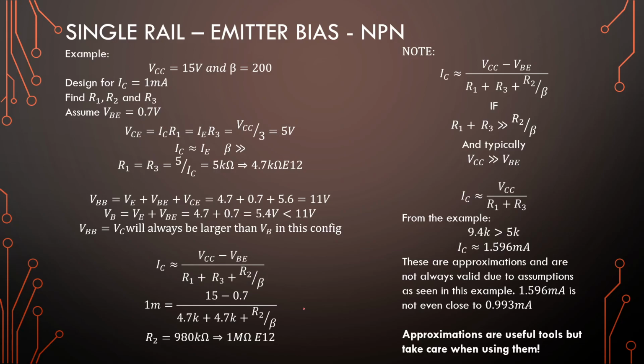Okay, looking at the example, finding all three resistors. Again, resistor 1 and resistor 3 will work out at 4.7K with our VCC over 3 assumption. And just to show, if we calculate our new VBB value, it will be at 11 volts, and our VB value will be at 5.4 volts. So VBB will always be larger than our VB value in this configuration. Okay, so this will always be on, it will always work no matter what you do.